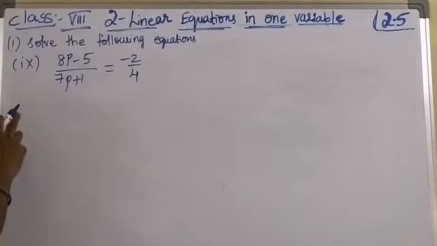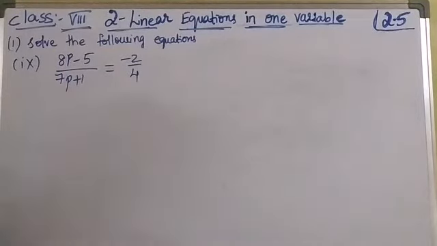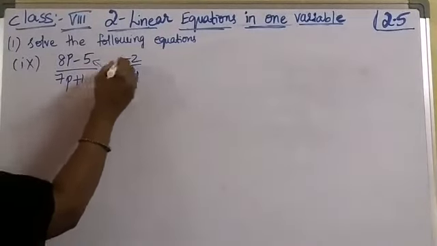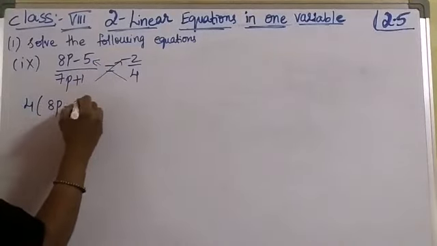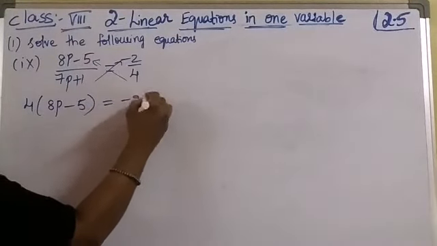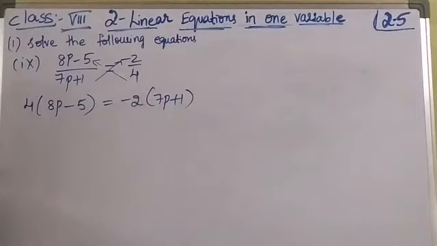Next one, ninth question. (8p minus 5)/(7p plus 1) equal to minus 2/4. Here you should go for cross multiplication. So 4 into (8p minus 5). You should multiply this full with 4 equal to minus 2 into (7p plus 1). Okay, go for the distributive property.